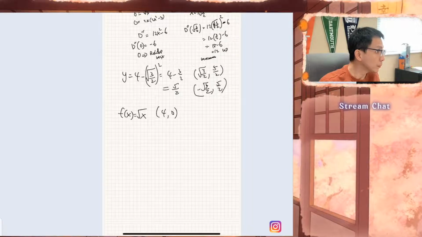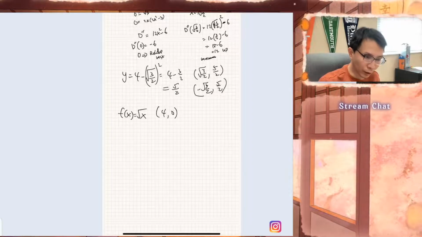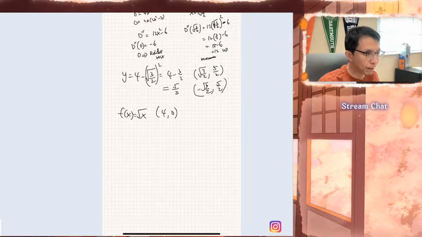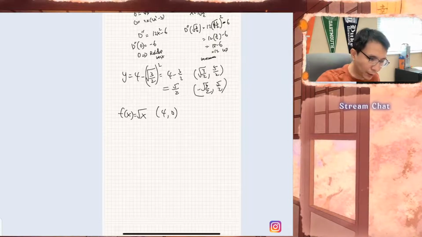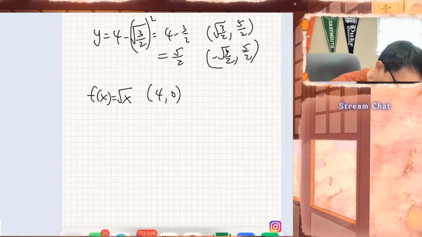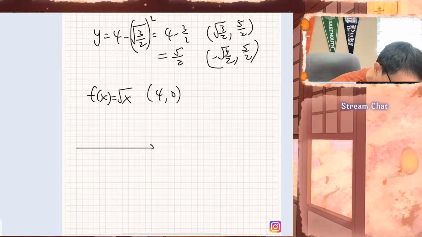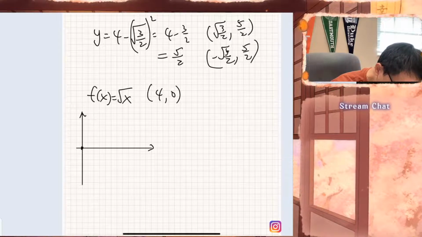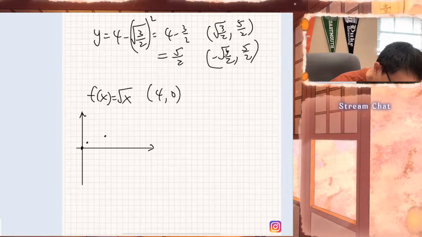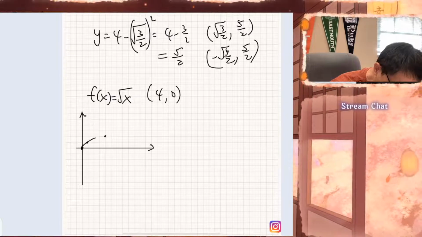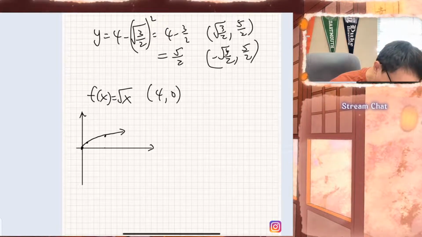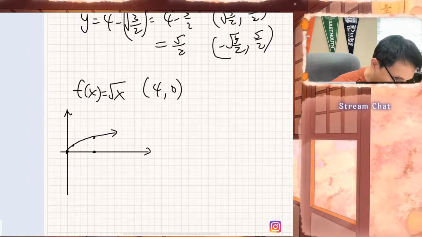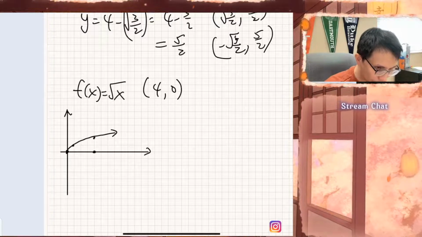Is the 4, 0 your interval? No, 4, 0 is a point. Oh, like which one is closest to that? Yeah. Oh, okay. So you see the square root of x graph is going to be something like this. From this point to this point to this point, and see what's the closest to 4, 0. But you have to prove it using calculus. Okay.